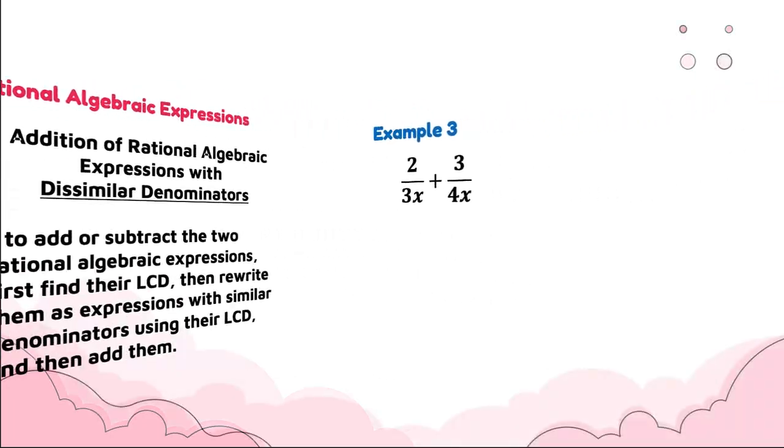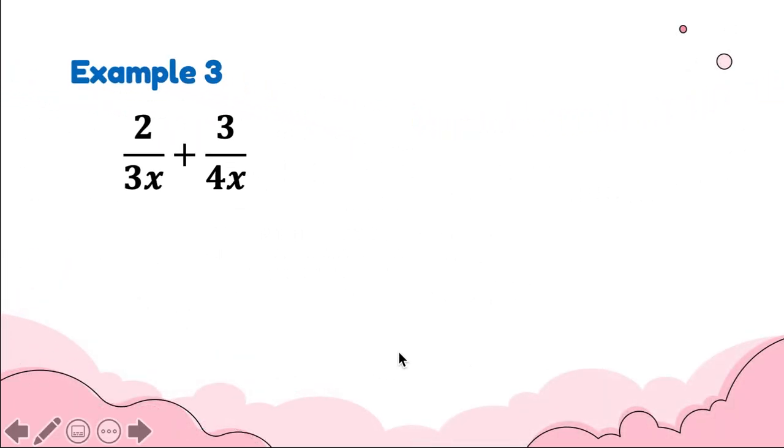Example, let's add 2 over 3x and 3 over 4x. The first step here is to get the LCD. You can use the listing method, or you can also use successive division or continuous division as we get the LCD. The LCD of 3 and 4 is 12. And for the variable, it will just be x. Therefore, the LCD of 3x and 4x will be 12x.